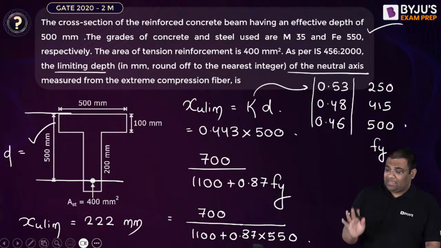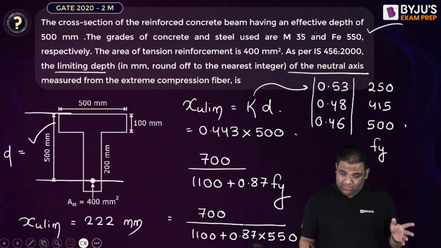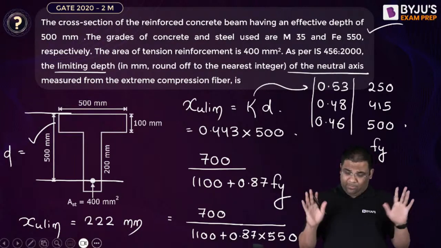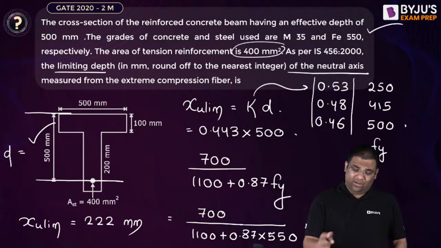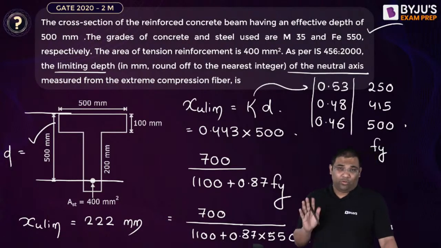Now, for such kind of questions, you should be very thorough about the concepts. Whenever I see such questions, I know why such data is given. It is a waste of time. All this area of steel and so on is not required. Sometimes they will give you additional data to confuse you if you don't know the concept.